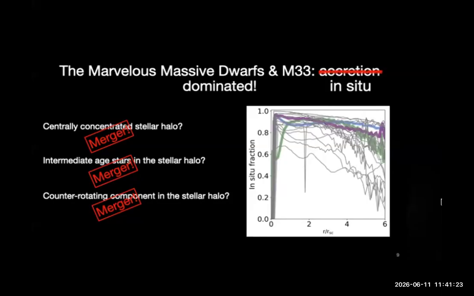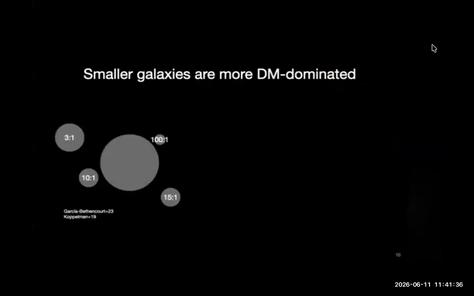So what is going on here? How is it that we can work out information about the merger history of this galaxy from this in situ-dominated stellar halo, but the stars themselves don't come from the mergers? Well, this is essentially a result of something that I alluded to earlier, which is that as we move down the mass scale, the galaxies that are actually merging with your galaxy get more and more dark matter dominated.